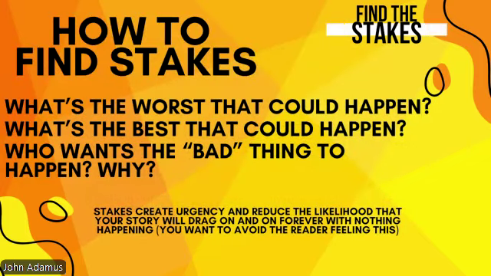So how do you find the stakes? You ask 3 questions. What's the worst that could happen? Every character has a view in the story as to what's the worst that could happen relative to the plot, whether it's the romance subplot, the worst that could happen, oh, they leave me. Or the worst that could happen, oh, the evil wizard takes over the kingdom or whatever.